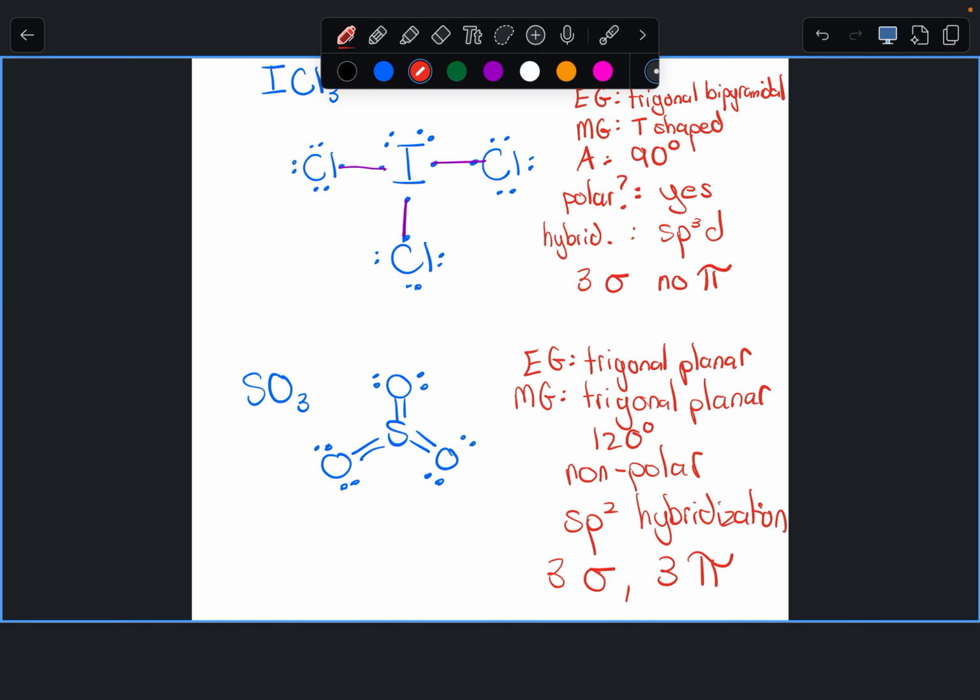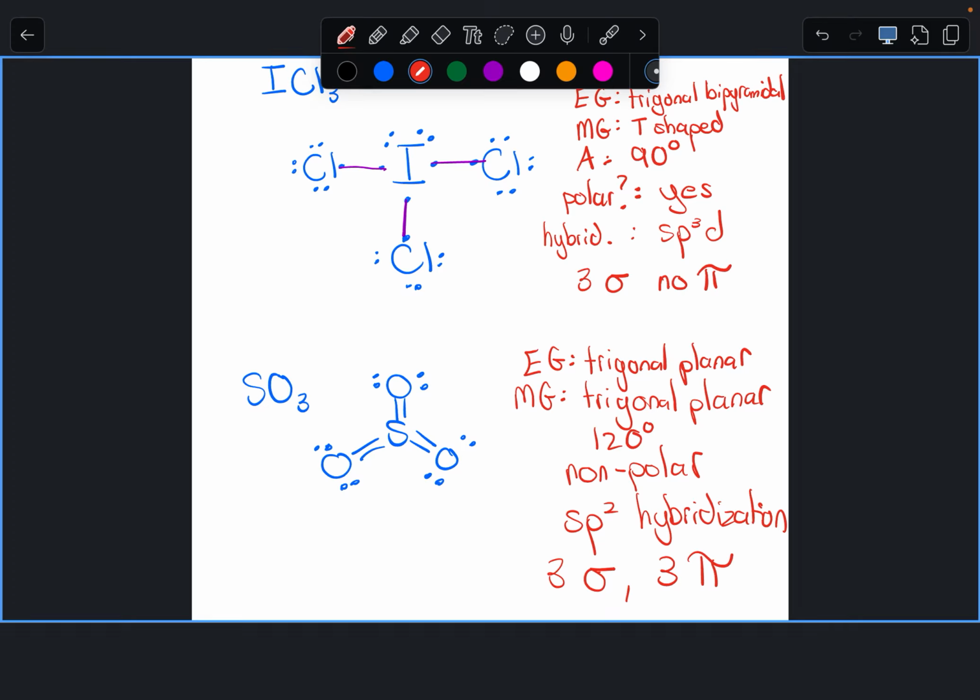Okay. Only things that are kind of new here, hybridization, 5 regions on the top one, so 1 s, 3 p's, and a d. On the bottom one, 3 regions, so s, p2. Sigmas and pis, the top one, 3 sigmas, no pis. The bottom one, 3 sigmas, 3 pis. And then all the other stuff should be becoming pretty darn familiar at this point.